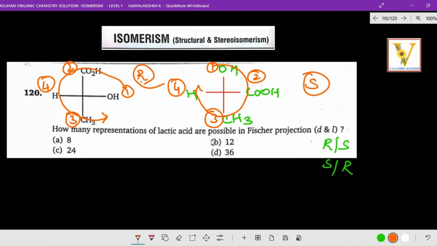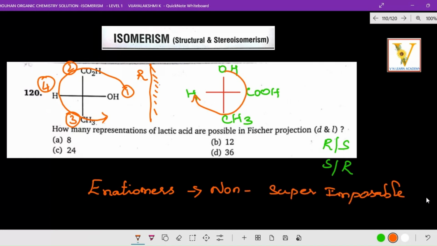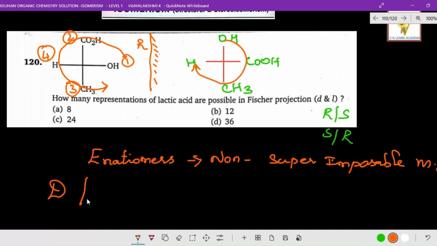We got it. Now first and foremost, this is a completely non-superimposable mirror image, right? I will draw this non-superimposable mirror image. Both are non-superimposable mirror images. With RS configuration, these are first and foremost enantiomers. Enantiomers means a non-superimposable mirror image, right? Now at this point I wanted to mention the D and L configuration.